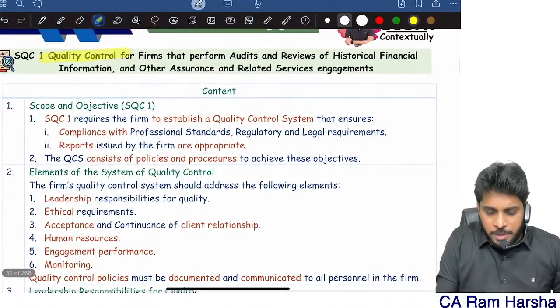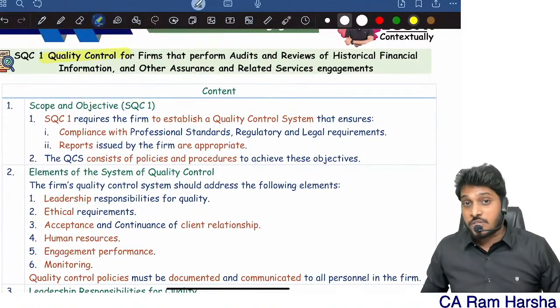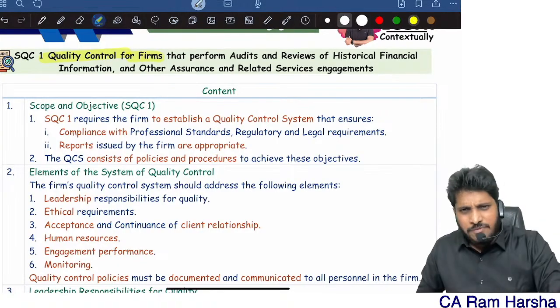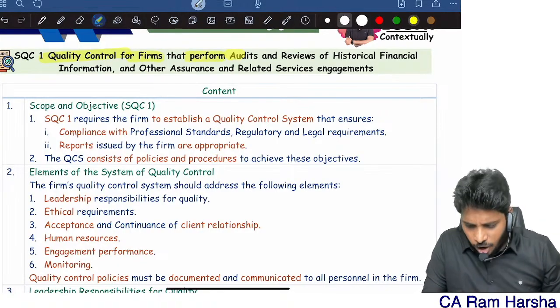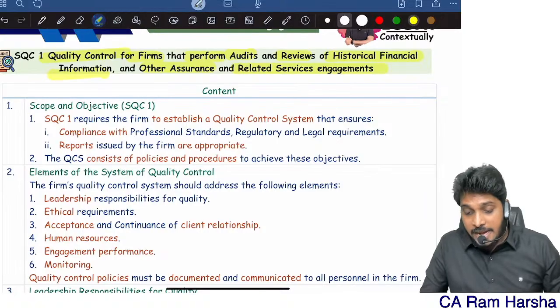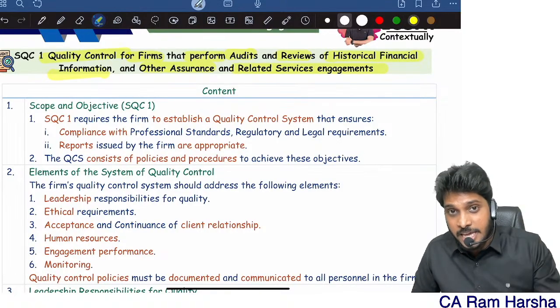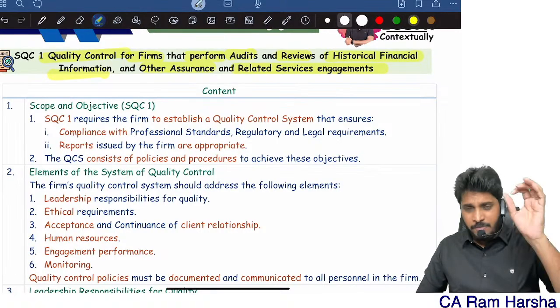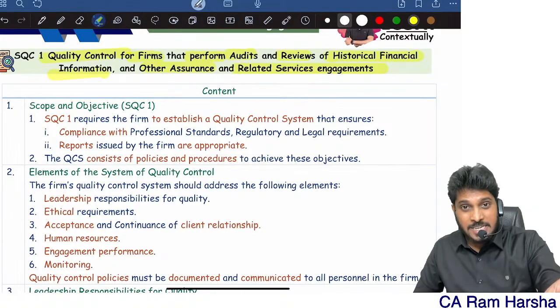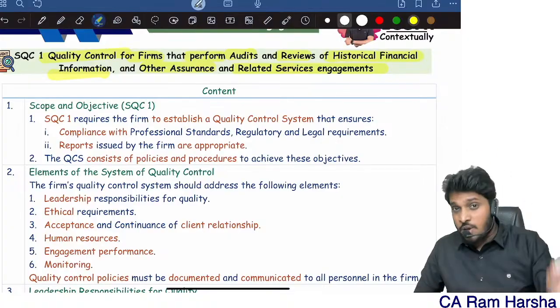Now, what do you mean by quality control? You see the heading of SQC. SQC is what? Quality control for firms. What is the firm doing? It is performing audit, review of historical financial information, and other assurance, and it is also providing related services engagements. So the firm is providing audit, review, other assurance services, and related services. Whether the firm is providing any of these doesn't matter.